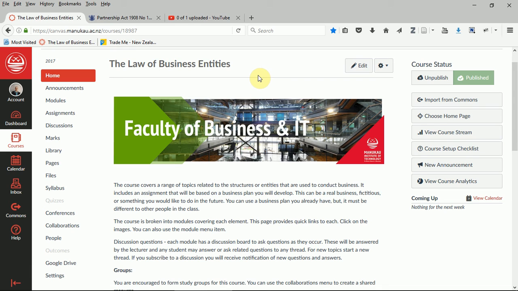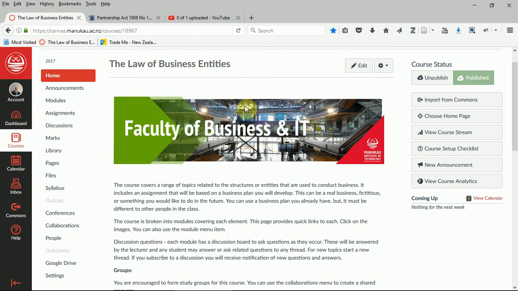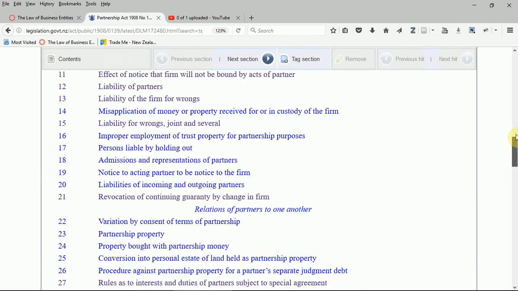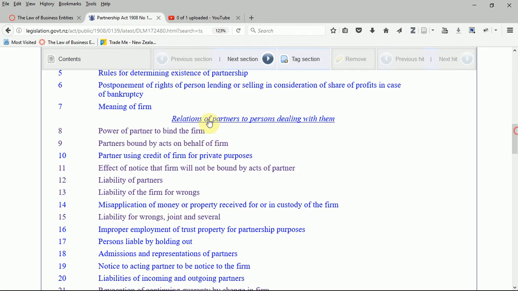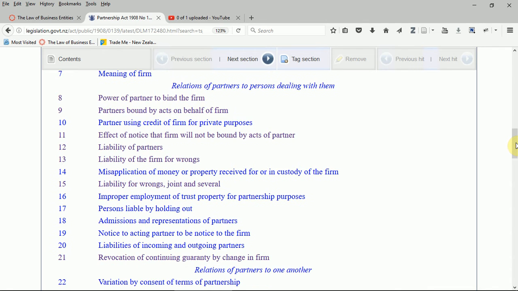We'll look this time at a couple of sections to do with liability to third parties. So to keep our timing within YouTube's limits, we'll go to this Partnership Act and look at the contents. In the liability to third parties, we look under relationships of partners to persons dealing with them. You can see there's quite a significant number of sections from 8 through to 21.